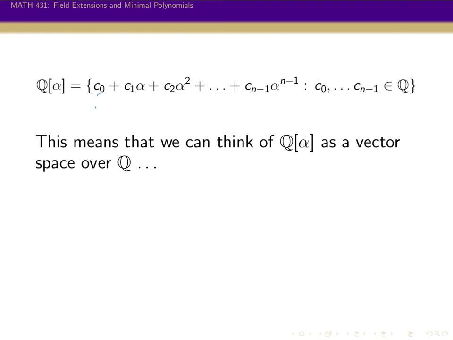And so that is what we're going to be talking about next. We're going to be taking these simple algebraic extensions and looking at them as a vector space. And so we'll be using all sorts of tools from linear algebra to do more analysis on Q adjoin alpha.